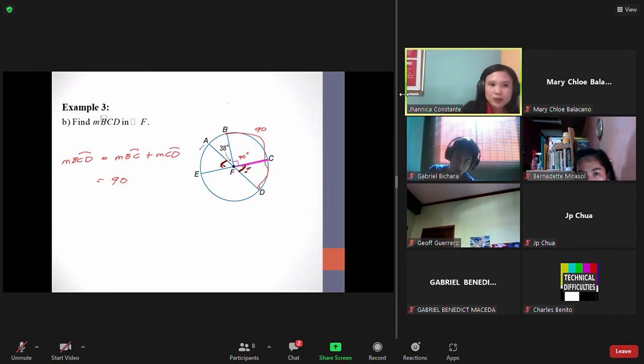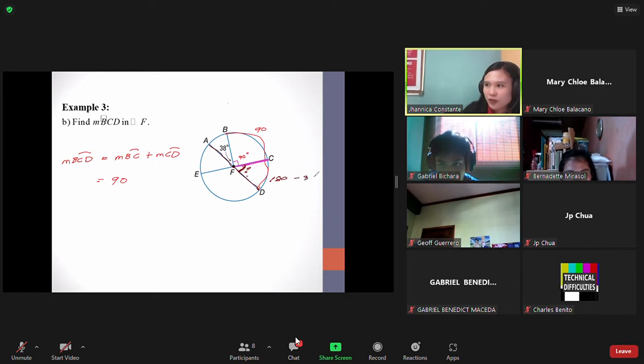Right? So like what we had a while ago, we have a diameter, or you can use the other one, diameter AD, that halves our circle into 180 degrees. If we already have 38 and 90 degrees, we can find the measurement of this angle by solving 180 minus 38 minus 90 degrees.